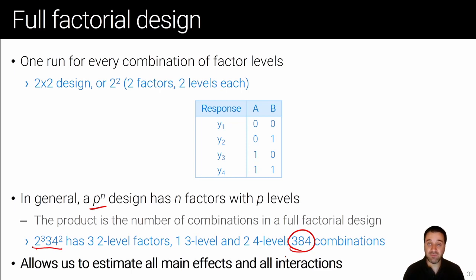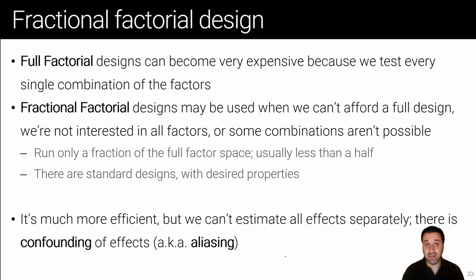The main advantage of a full factorial design is that because we have all the possible combinations, it's going to allow us to estimate all main effects and all interactions, all the two-factor interactions, three-factor interactions, 4, 5, etc. It's going to allow us to estimate absolutely everything. The problem, though, is that it can become very expensive. As we have more and more factors and more levels, the whole design is going to grow a lot. And so it becomes very expensive if we test many combinations of the same factors.